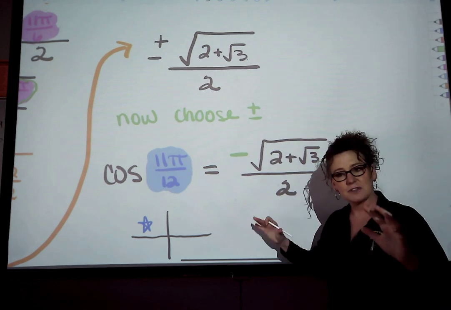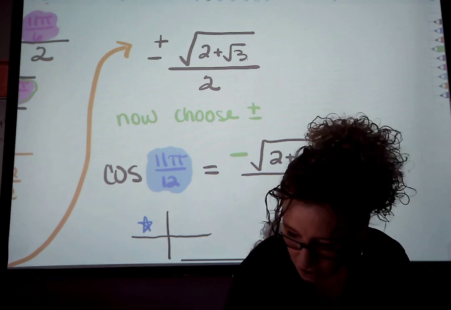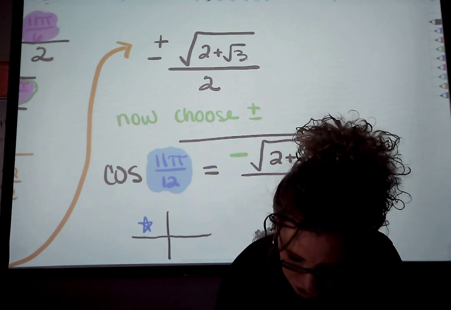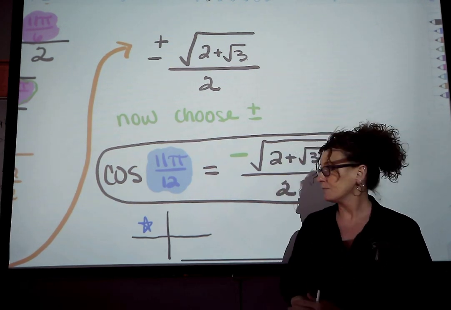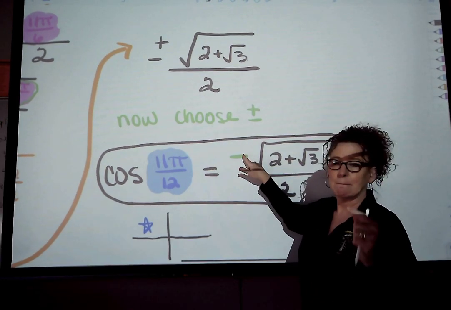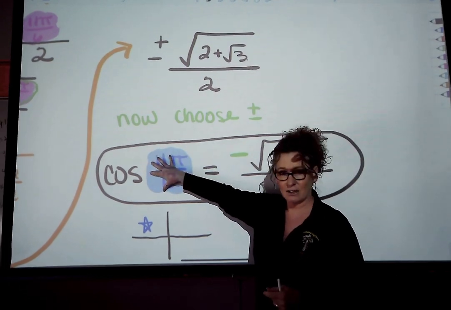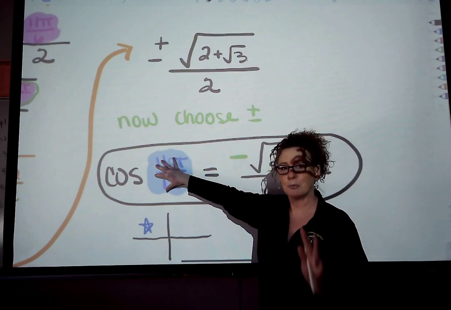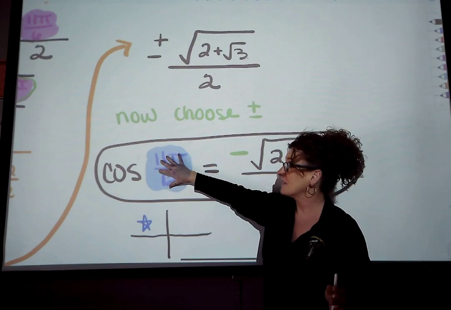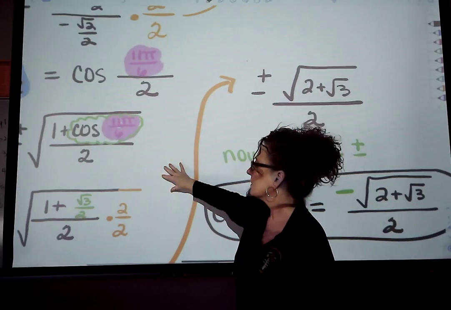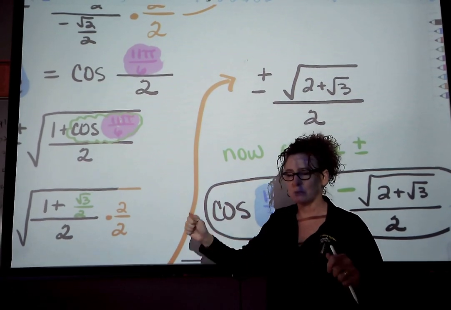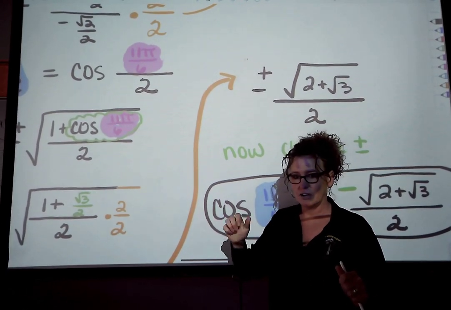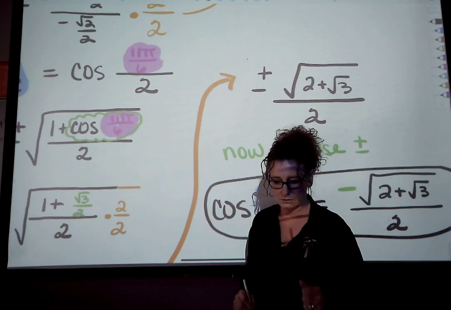So we're going to choose at the very end. When we're ready to circle our answer, that's when we choose. Because you know what? I want to make sure you're choosing based on this angle, the original, the answer to your problem. I want you to choose based on this angle, not that angle. So we're going to wait till the very end when we're circling our answer to choose which sign to go with.